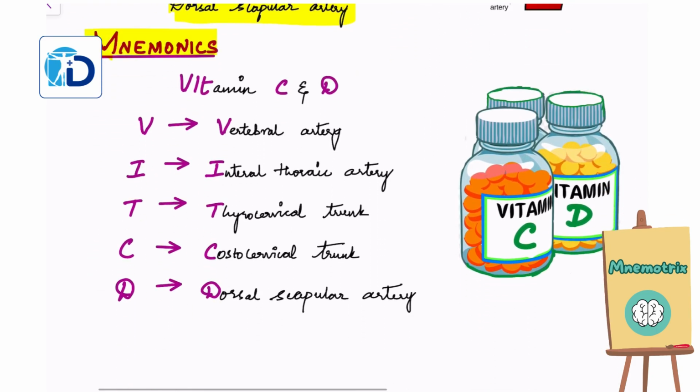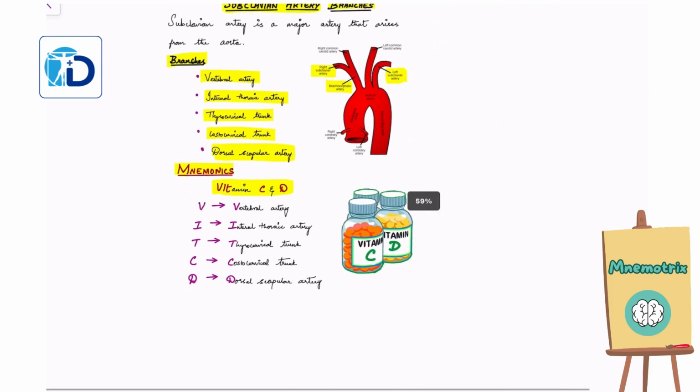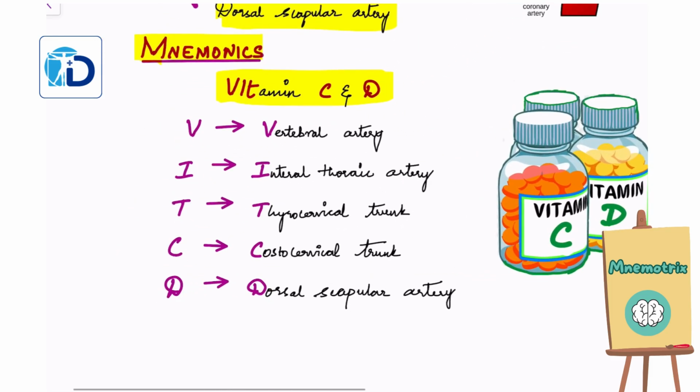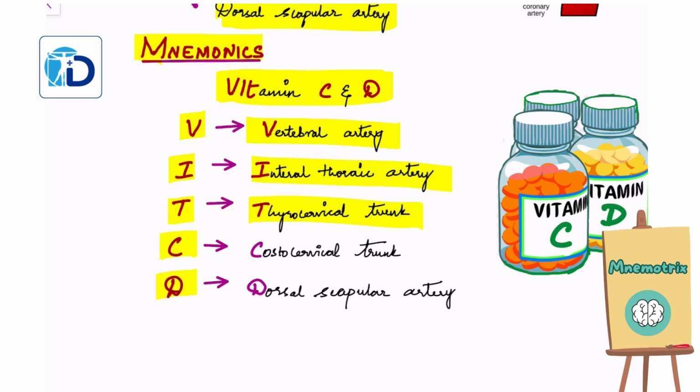those branches. Look at the mnemonical term vitamin C and D. By using the term vitamin C and D, we can easily remember the branches of subclavian artery. So here vitamin V for vertebral artery, I for internal thoracic artery, T for thyrocervical trunk, C and D, C for costocervical trunk, and D for dorsal scapular artery.